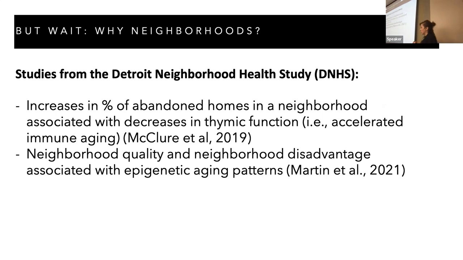Studies from the Detroit Neighborhood Health Study have been really foundational in setting the stage for this. There's a study by Elizabeth McClure in 2019 that looked at increases in the proportion of abandoned homes in a neighborhood and associated that with decreases in thymic function, which is a measure of your naive T cell output. A study by Chantal Martin at UNC found that neighborhood quality and neighborhood disadvantage were associated with advanced epigenetic age patterns.